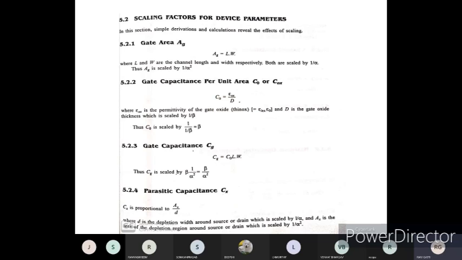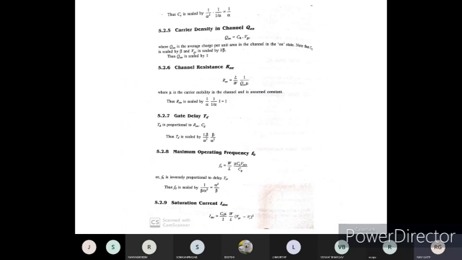So what is the area? 1 by alpha square divided by D. So 1 by D is nothing but 1 divided by alpha. Therefore the parasitic capacitance Cx is 1 by alpha square divided by 1 by alpha, so you will be getting that the parasitic capacitance will be scaled by 1 by alpha.